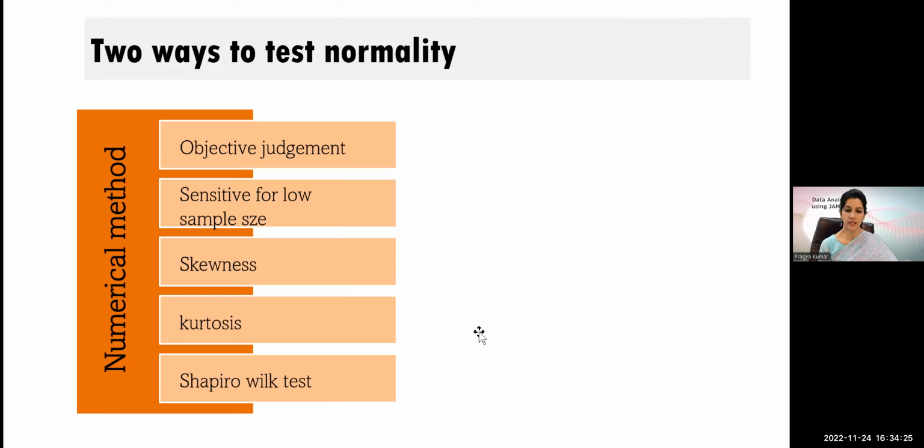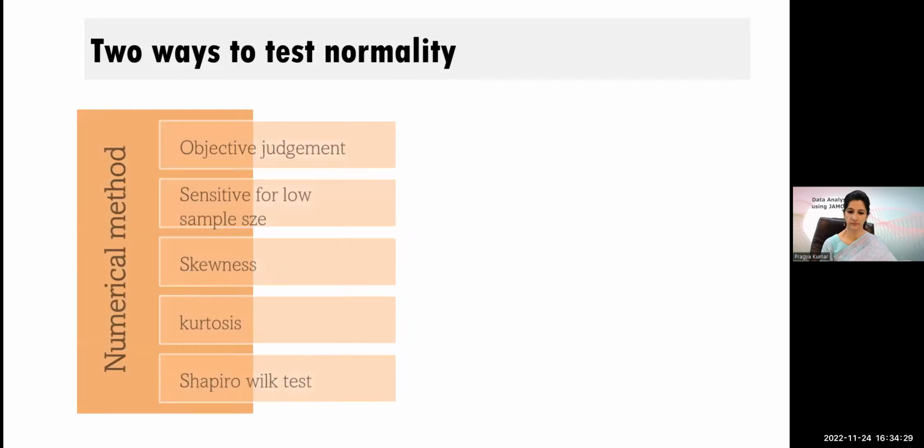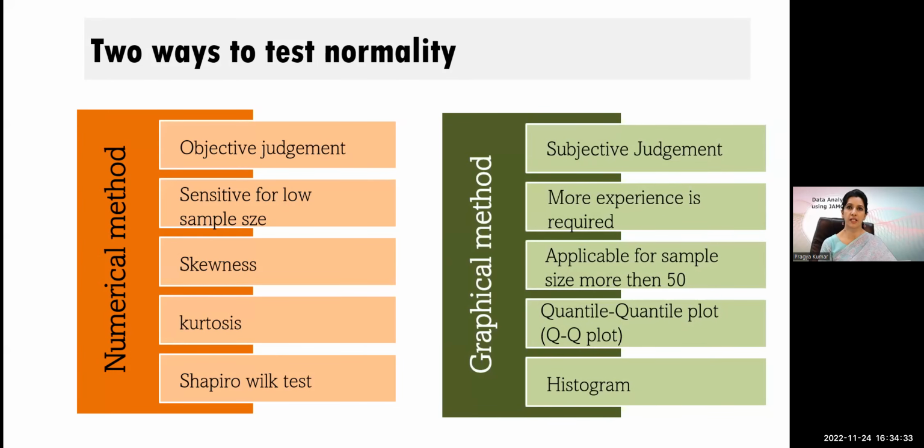Now there's another way, that is subjective judgment. This subjective judgment is a graphical method. The first one, the objective, was a numerical one, but this is a graphical method. In this case, a little more experience is required because you have to observe the plot. Many times it may lead to confusion: one of you will say that it is normally distributed, the other might say that it is not. That's why we say that it is a subjective way of assessment. It is generally used if the sample size is more than 50, and the methods are a quantile plot, which is known as the QQ plot, and histogram. You must have heard of the histogram. This QQ plot, we'll see how to do that.